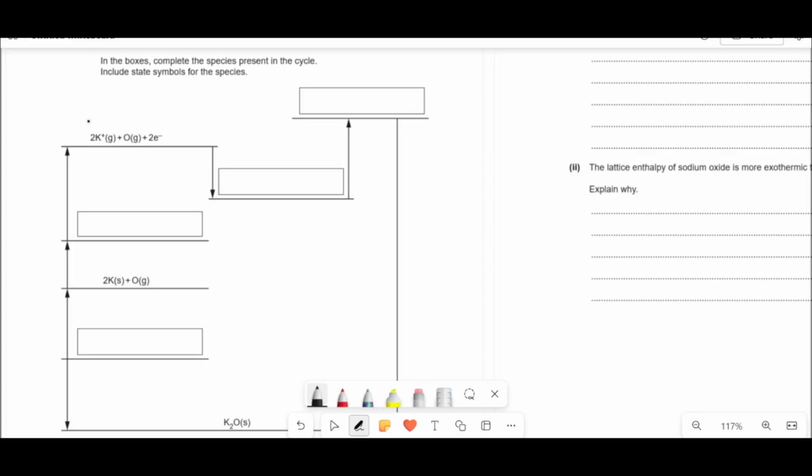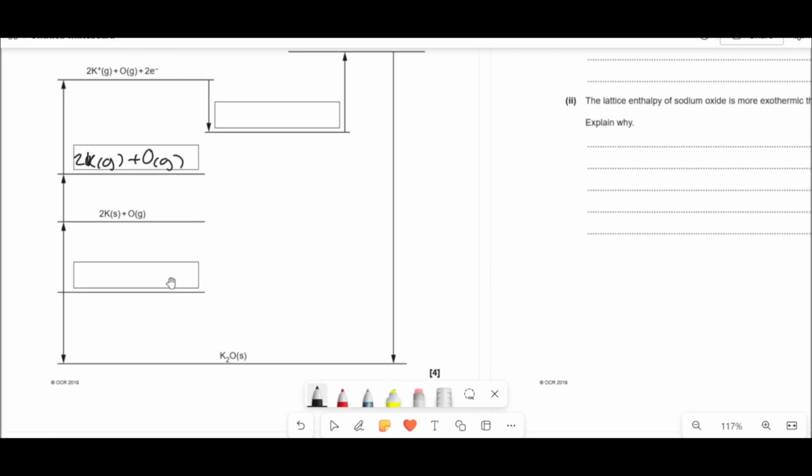So the first ionization energy is where you're making 1 mole of gaseous 1+ ions from gaseous atoms. This is not gaseous. So it must have been turned into gaseous to begin with, which is the enthalpy change of atomization, where we make 1 mole of gaseous atoms of an element from 1 mole of the element in its standard state. So that means here this has to be 2K gas plus O gas. That's what I mean by knowing these definitions, otherwise it doesn't make sense.